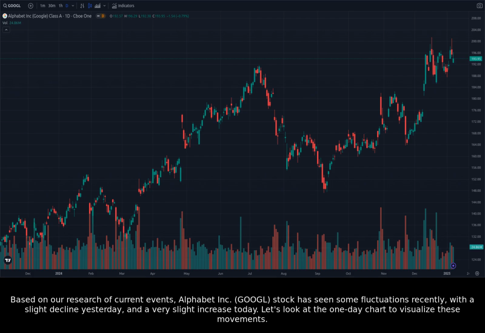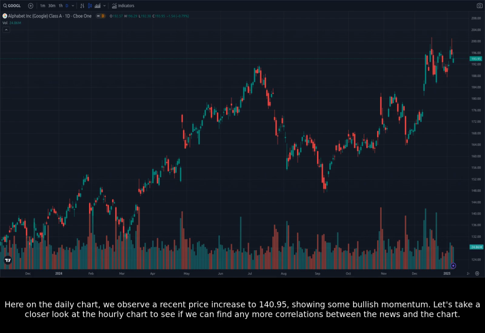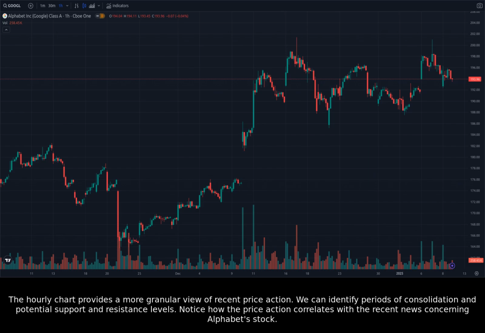Let's look at the one-day chart to visualize these movements. Here on the daily chart, we observe a recent price increase to 140.95, showing some bullish momentum. Let's take a closer look at the hourly chart to see if we can find any more correlations between the news and the chart. The hourly chart provides a more granular view of recent price action.